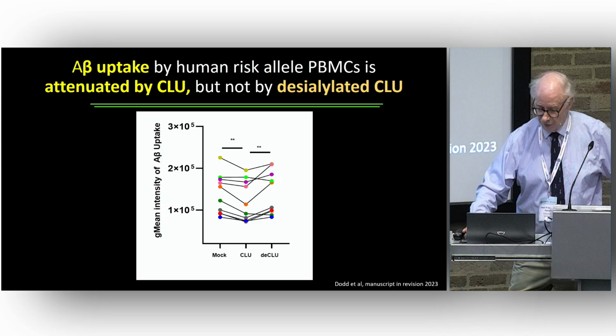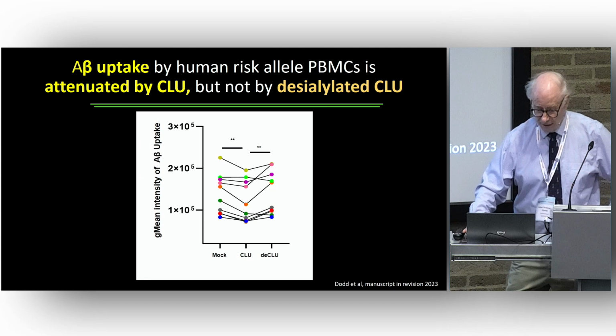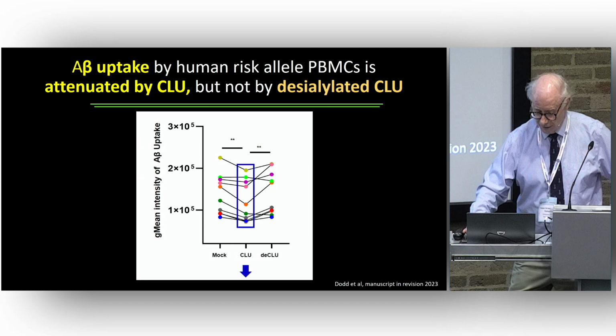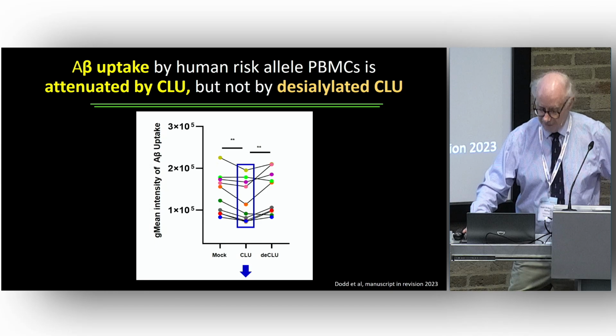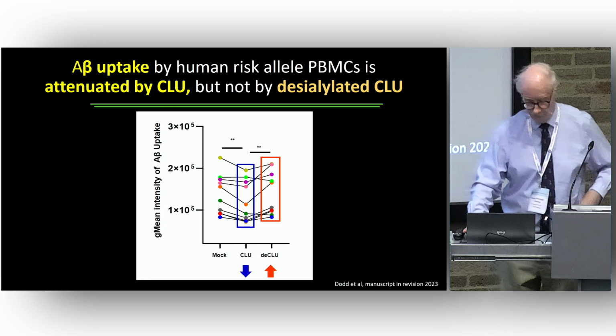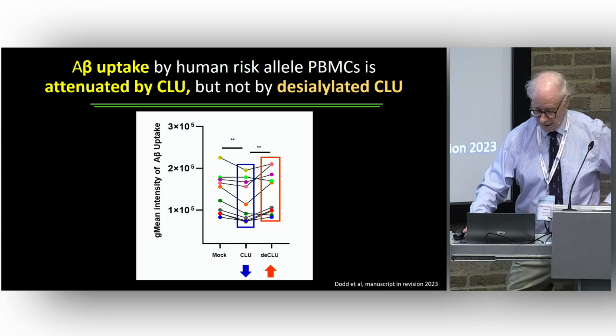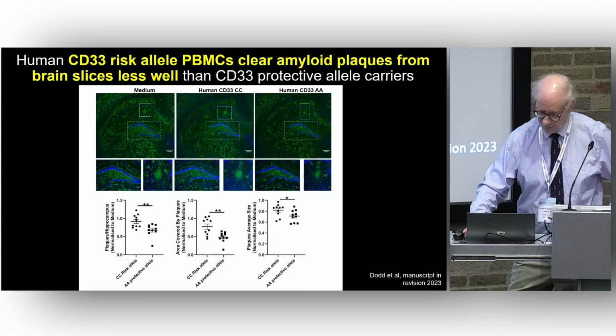So in order to replicate this, we took the PBMCs from risk allele carriers and measured the basal state, and then we looked at what happened when you administered clusterin, and as you can see, the presence of clusterin reduced the uptake of A-beta in these cells. In contrast, if you used the same assay, cells from the same individuals, you could see that desialylated clusterin, which doesn't bind to CD33, failed to induce an impairment in A-beta uptake. So that supported that idea.